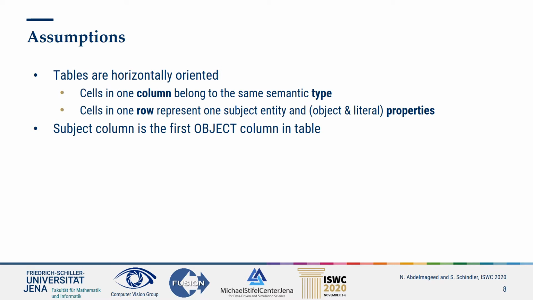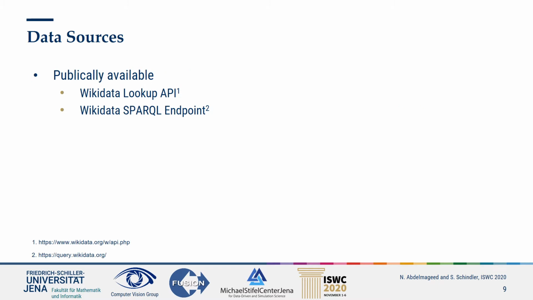Before explaining JenTab as a system, we mention our list of assumptions as well as our used data sources. We assume that all tables have a horizontal orientation, which means cells in one column belong to the same semantic type. Moreover, all cells in one row represent one subject entity classified as an object, where the rest of the cells are either object or literal properties. The subject column is the first object column in a table. Our used data sources are only the publicly available Wikidata Lookup API and SPARQL endpoint.